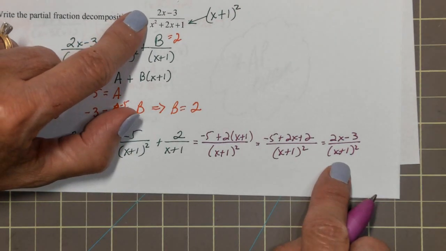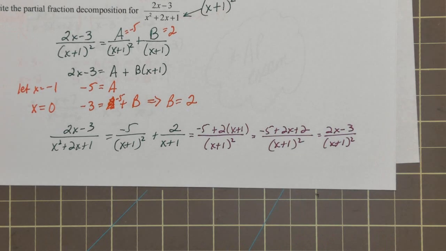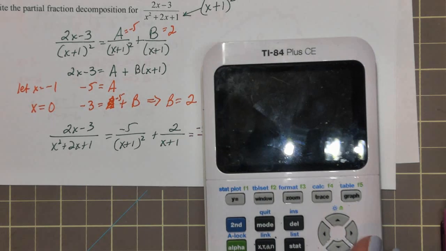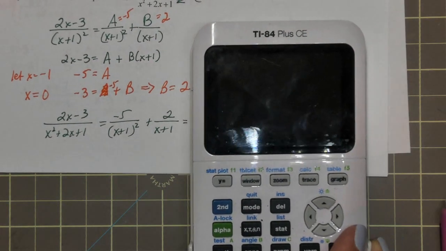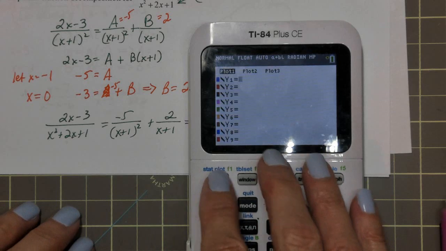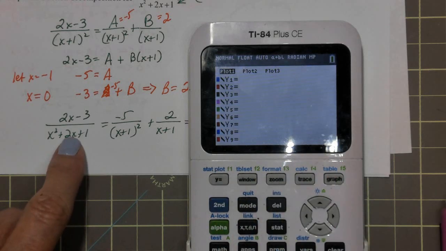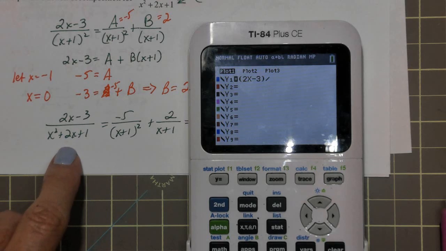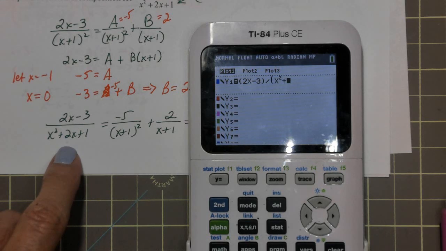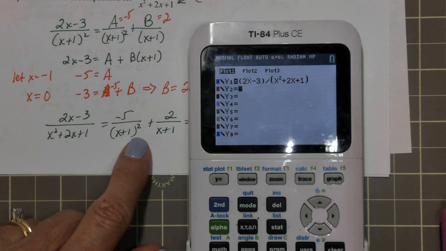You can always check your answer. Either algebraically you can check it, or you can also check it graphically. I'm going to put in what I started with, the numerator in parentheses, divided by the denominator in parentheses. There's my first function, and I'm going to put in the second one. So negative 5 divided by x plus 1 squared.